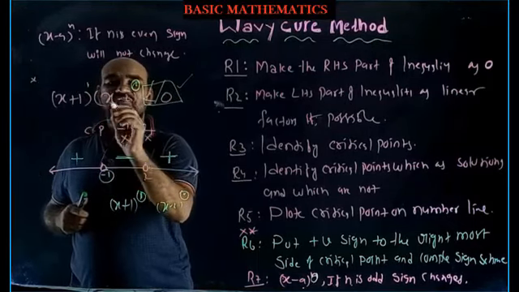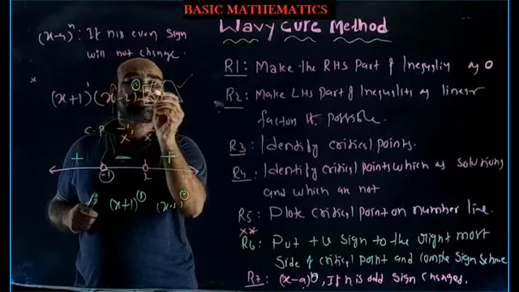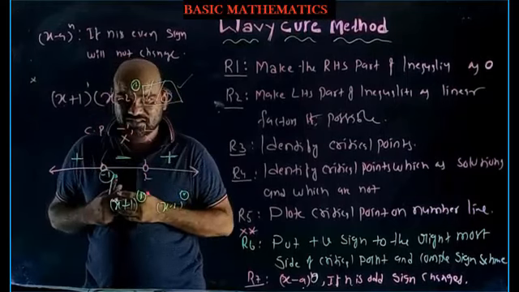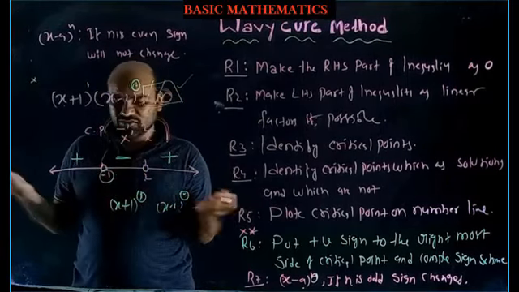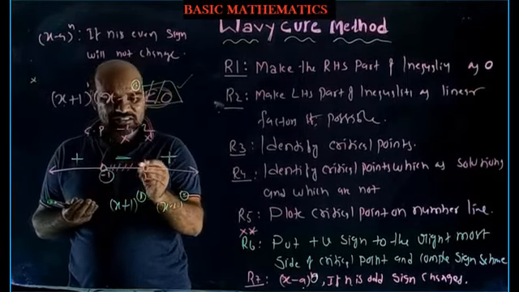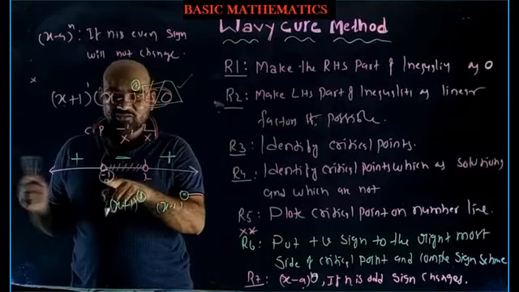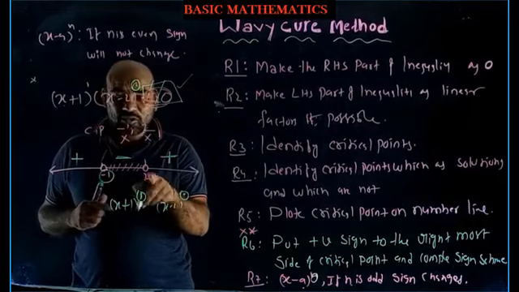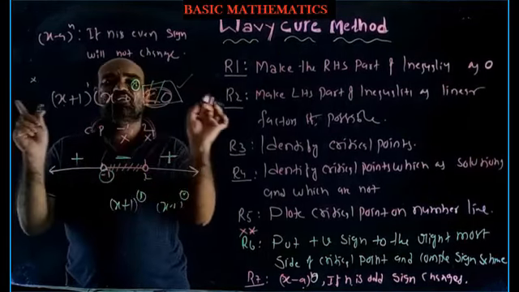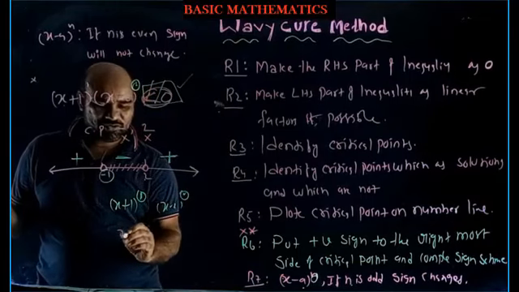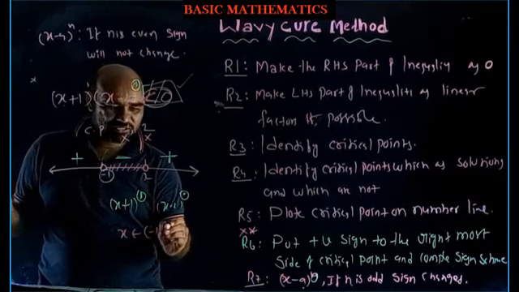x plus 1 into x minus 2 less than 0. Less than means we want negative symbols. Where are the negative symbols? Only this area has negative symbols. Okay. Minus 1 is not a solution, 2 is not a solution, but between minus 1 and 2 is the solution. That is the answer for the problem. Therefore, x belongs to the open interval from minus 1 to 2.